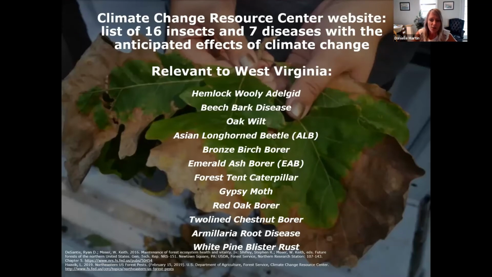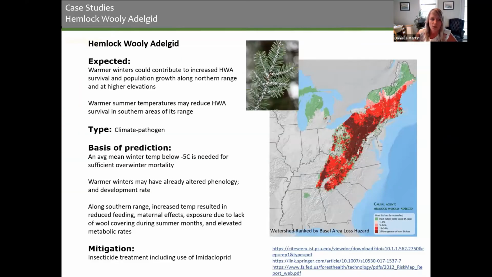The Climate Change Resource Center lists several pests expected to be impacted by climate change. Several of these listed here are relevant to West Virginia. I'm going to touch base on a couple of these, including hemlock woolly adelgid, beech bark disease, and oak wilt. So we'll start with hemlock woolly adelgid.